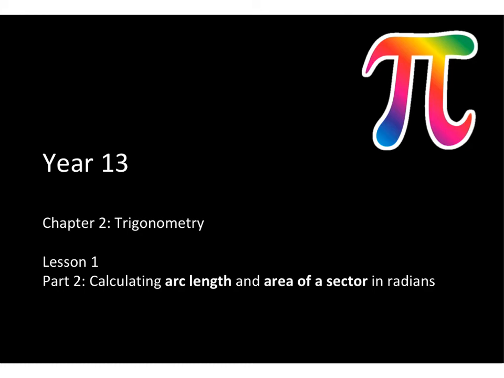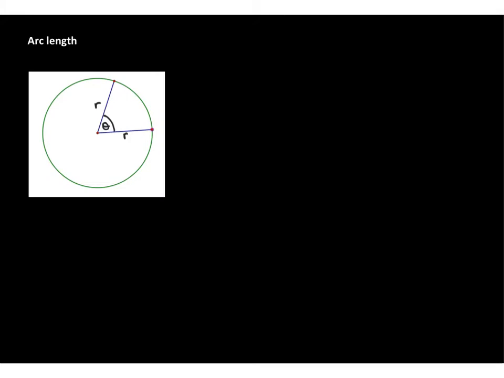Chapter 2, Trigonometry, Lesson 1, Part 2: Calculating arc length and area of a sector in radians. So we're going to have a look at how we can calculate the arc length of a sector. By arc length, of course, I might be referring to, for instance, the arc length here highlighted in red of this sector, which I will label O, A, B for clarity.